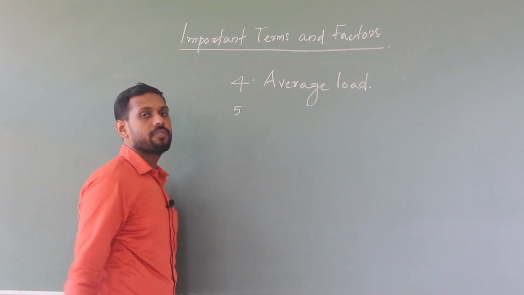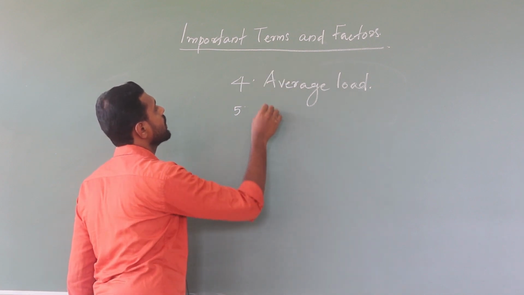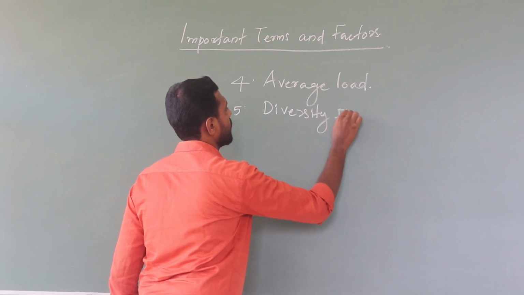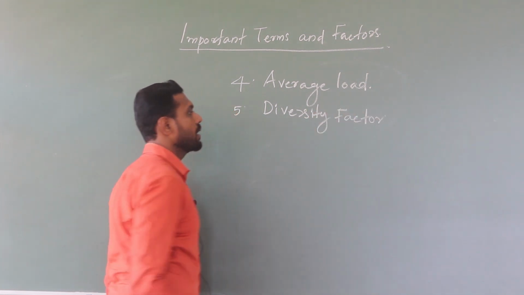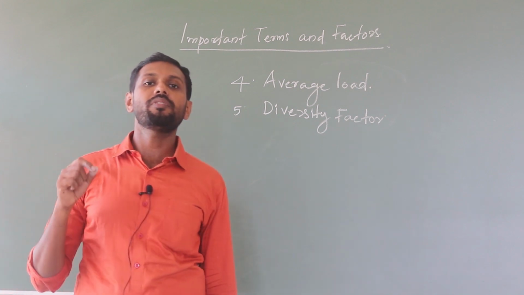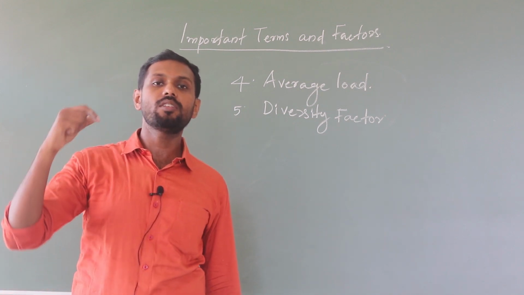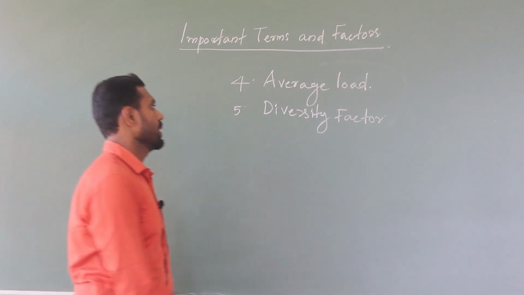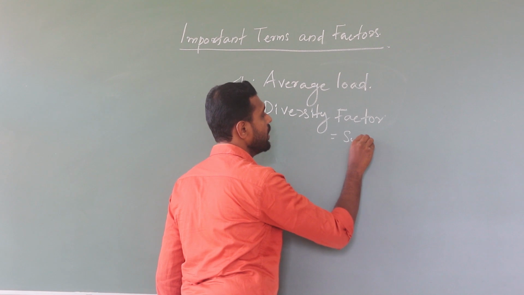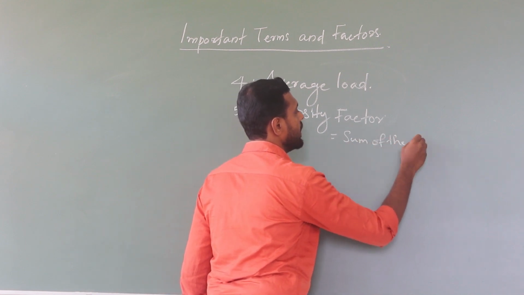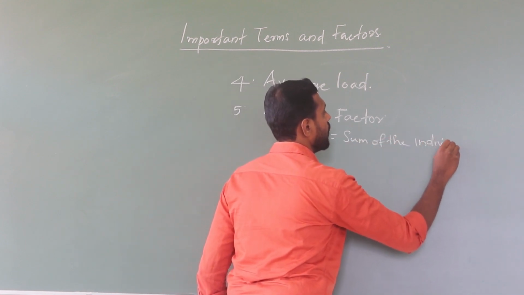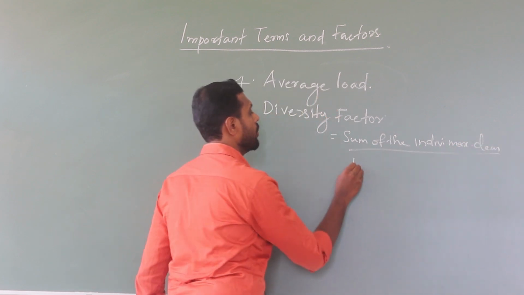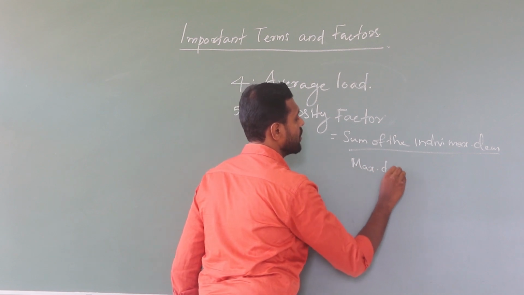Then the fifth term is diversity factor. Diversity factor implies the total of the individual maximum demands divided by the maximum demand on the power station. That is, diversity factor equals the sum of the individual maximum demands divided by the maximum demand on the power station.